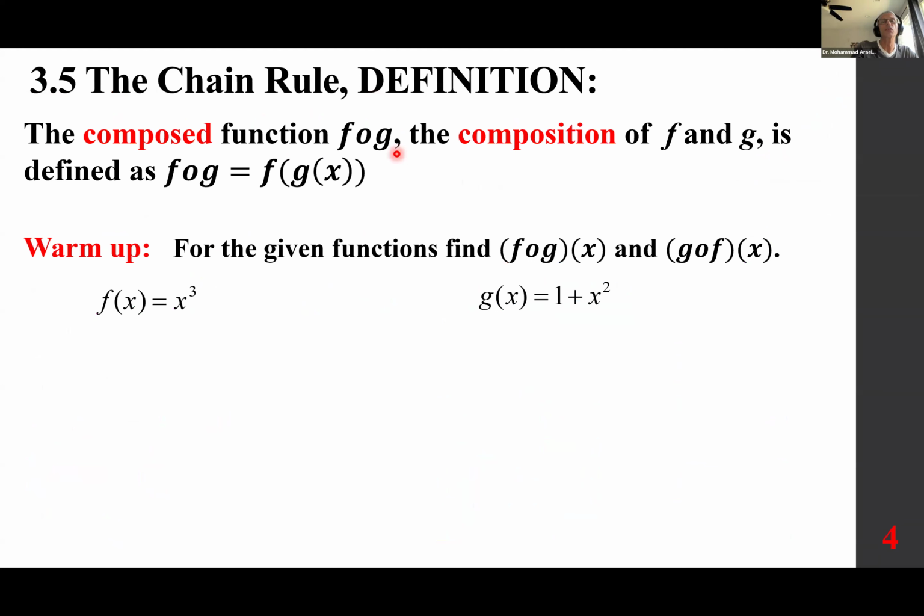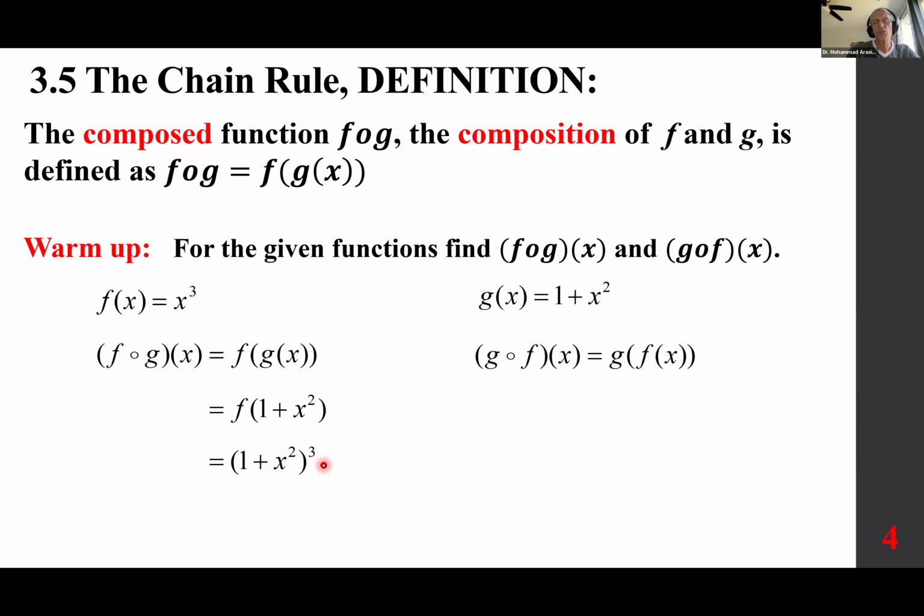The composed function f of g, the composition of f and g, is defined as f of g of x. This may remind you of something from algebra. A warm-up example: if f of x is x cubed and g of x is 1 plus x squared, then f of g of x means replace the x with the g function, 1 plus x squared, which results in (1 plus x squared) cubed, and you don't have to raise this to the third power.